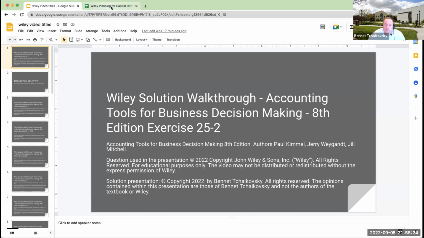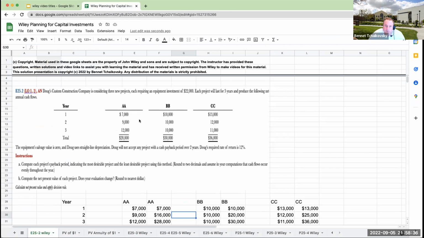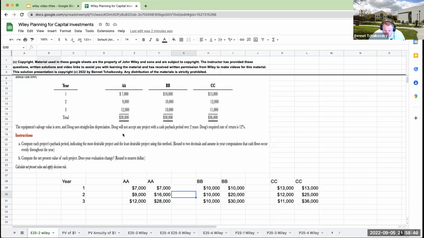So when we're doing this question, we've got Doug's Custom Construction considering 3 new projects, each requiring an investment of $22,000. Each project will last for 3 years and produce the following annual cash flow. The equivalent salvage value is 0, and you use straight line. That doesn't really matter to us because when we're looking at payback, we're really focused on when we are actually going to get our cash back.